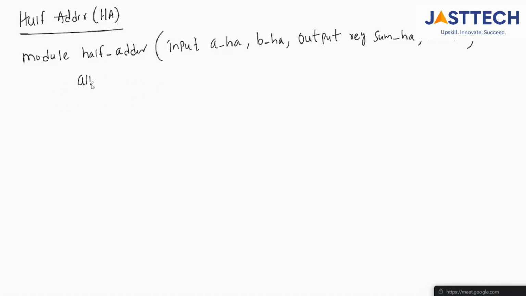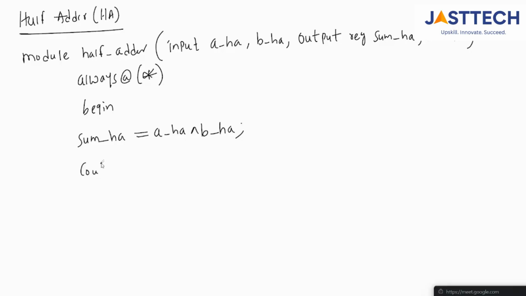I am writing always at the rate, with the sensitivity list. I am giving star. This is nothing but the implication operator. I already told you, when multiple statements are there, you need to write them between begin and end. So begin: sum underscore ha equal to a underscore ha XOR b underscore ha, and carry out underscore ha equal to a underscore ha XOR b underscore ha. Then end and end module.